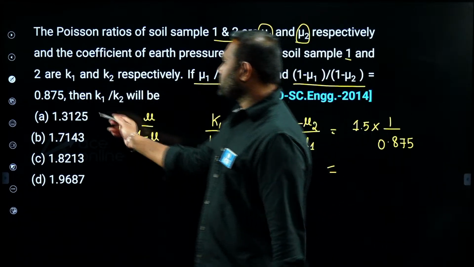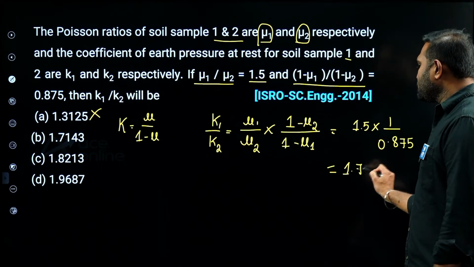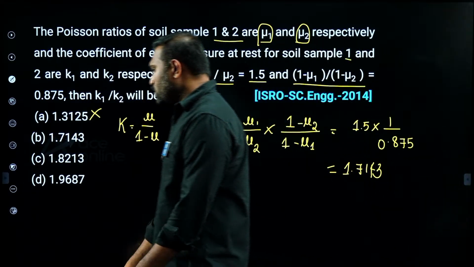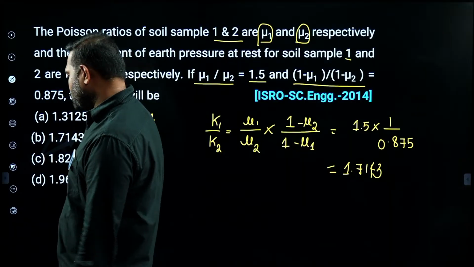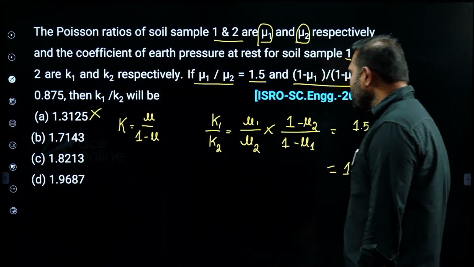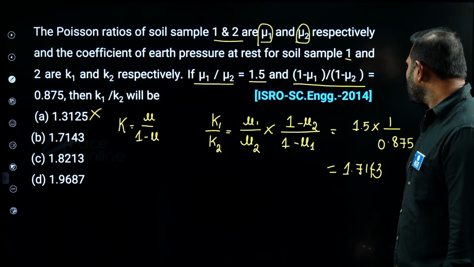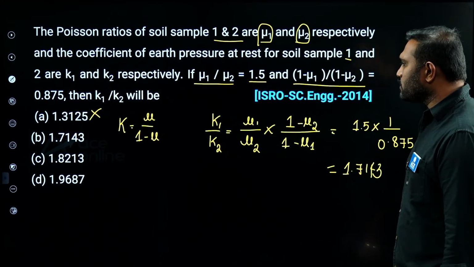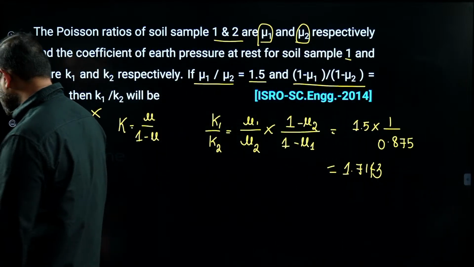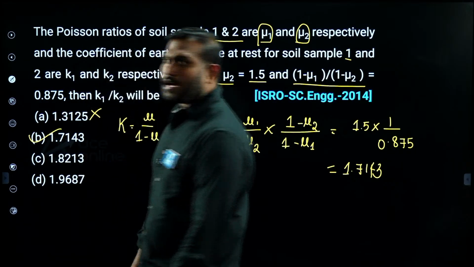So definitely the answer will be more than 1.5. You can eliminate option A, but if you do solve it, this becomes 1.7143. Is it 1.74, or is it 1.82? Is the value 1.71? Hopefully it is 1.71. So the correct answer is 1.71.